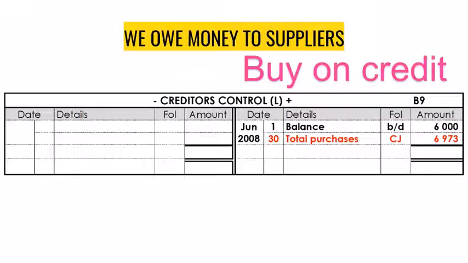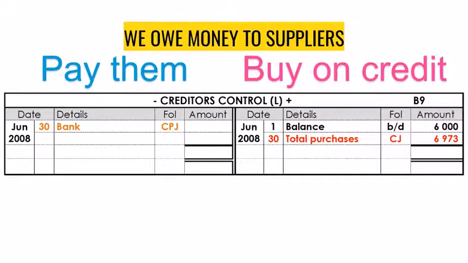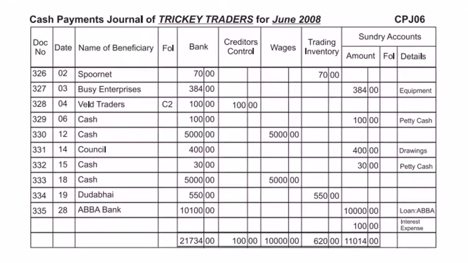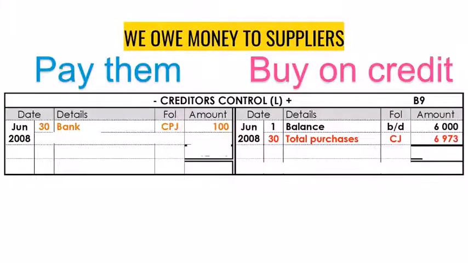So we write it on the side where creditors control decreases, which is the debit side. If we pay them, it will be in the cash payments journal, and we will use money from our bank to pay them. Okay, so you get this value in the CPJ. It's this creditors control column, the 100 Rand. And you write it there.